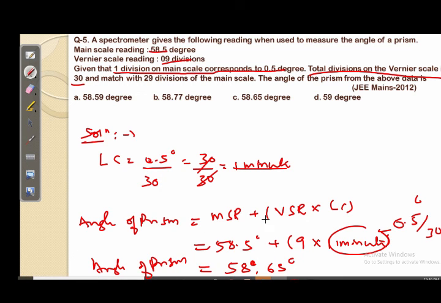Does it match with any options? 58.65: A, B, okay, C. Option C is the correct option for this question.